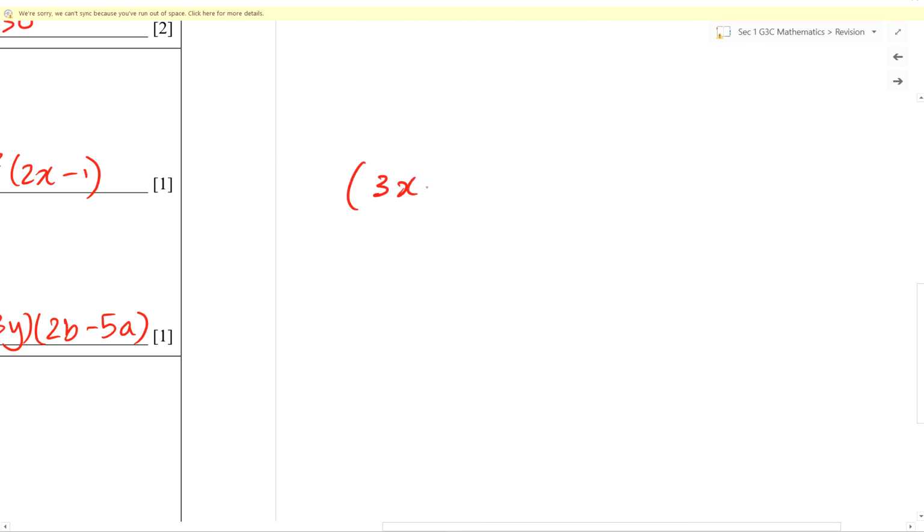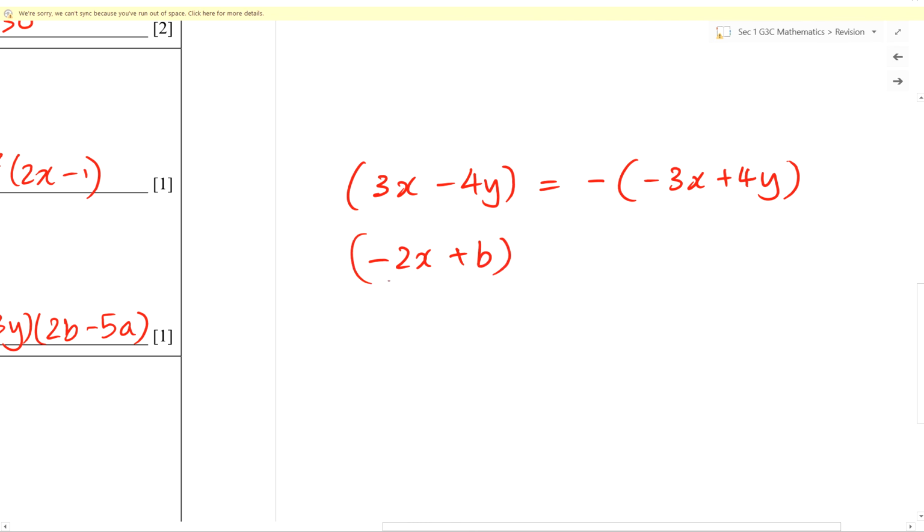for example, to change 3x minus 4y to become negative 3x plus 4y. Do you remember what we have to do to get to this side? Put the negative sign in front. We did some of these examples. For example, another one, negative 2x plus b. You want to change all the signs to become 2x minus b. So again, we put a negative sign over here. So this is going to be useful for us in this type of factorizing question. Sometimes you need to flip them around.